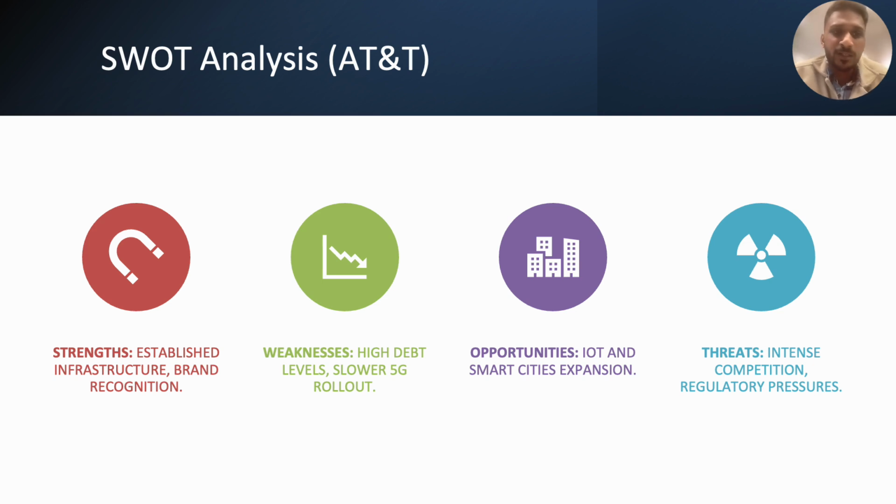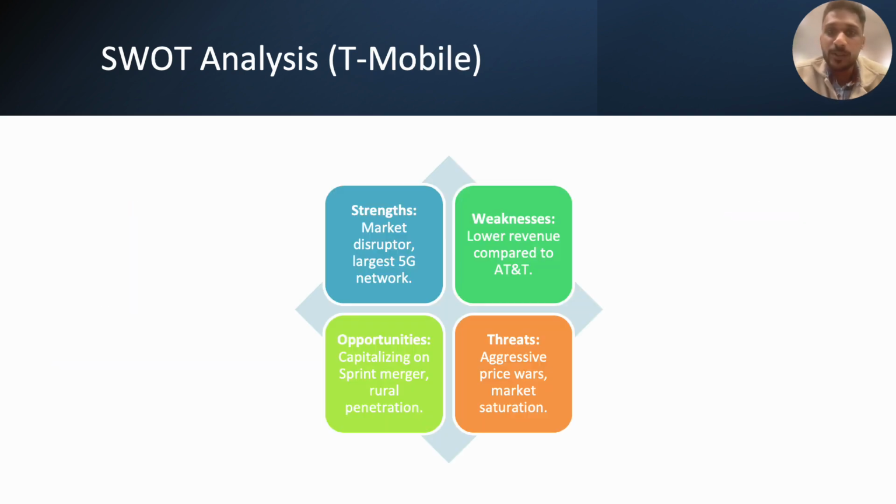This is the SWOT analysis for AT&T. Strengths: established infrastructure, brand recognition. Weaknesses: high debt levels, lower 5G rollout. Opportunities: IoT and smart cities expansion. Threats: intense competition, regulatory pressures. This is the SWOT analysis for T-Mobile. Strengths: market disruptor, largest 5G network. Weaknesses: lower revenue compared to AT&T. Opportunities: capitalizing on Sprint merger, rural penetration. Threats: aggressive price wars and market saturation.